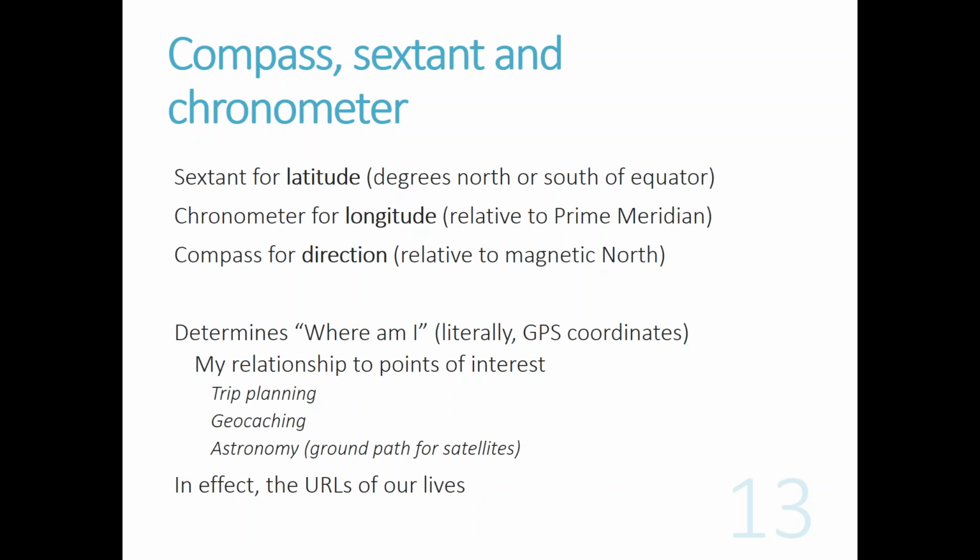And in looking at things from another point of view, it even applies to astronomy, where the GPS can indicate where's the ground point that you want to be at if you want to see a particular satellite passing overhead. So in effect, the places that we think of as places we want to go to are URLs that represent the destinations in our lives.